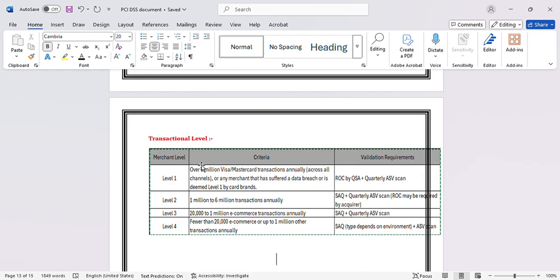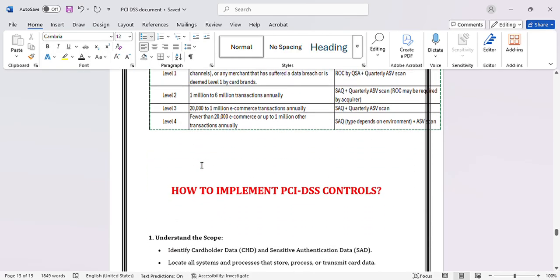Level 2 comes under if a vendor is processing 1 million to 6 million transactions annually. The validation requirements would be SAQ and quarterly ASV scans; a ROC may be required by the acquirer. Level 3 is if a vendor is processing 20,000 to 1 million e-commerce transactions annually. The requirement is SAQ plus quarterly ASV scans. Level 4 is fewer than 20,000 e-commerce transactions or up to 1 million other transactions annually. So an SAQ, depending on the environment, plus an approved scanning vendor would be required.